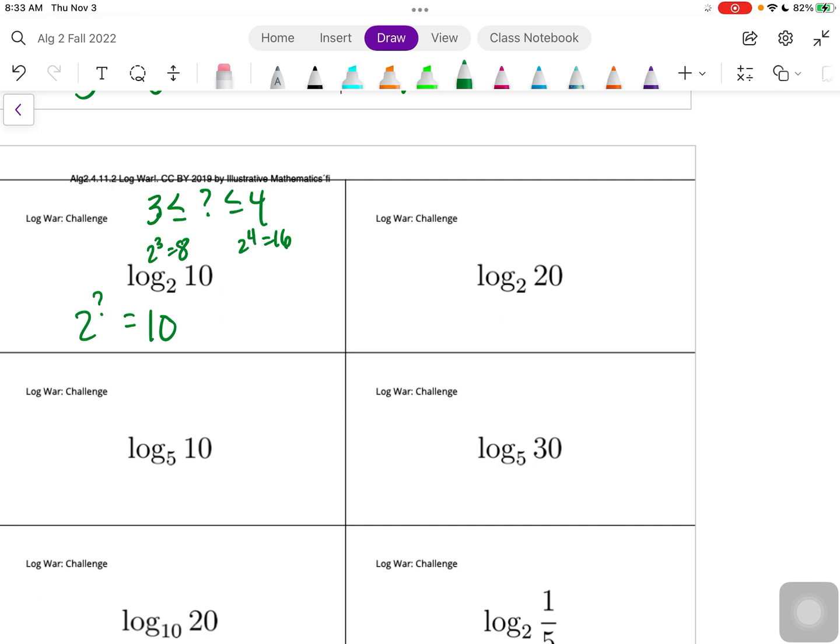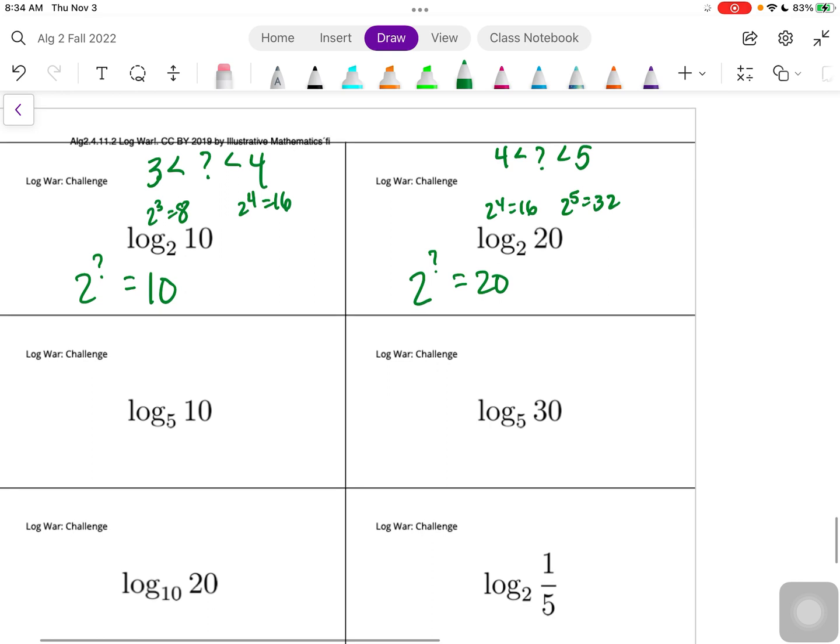All right. Log base 2 of 20. We have 2 to the what is equal to 20. And that one we can do similarly to the one we just did. We can say, okay, well, we know that 2 to the fourth is 16 and 2 to the fifth is 32. So it's got to be between 4 and 5. And it's going to be closer to the 4 because 20 is closer to 16 than it is to 32.